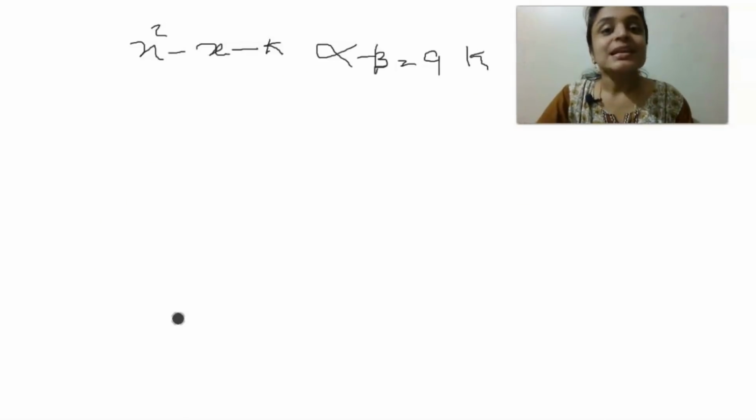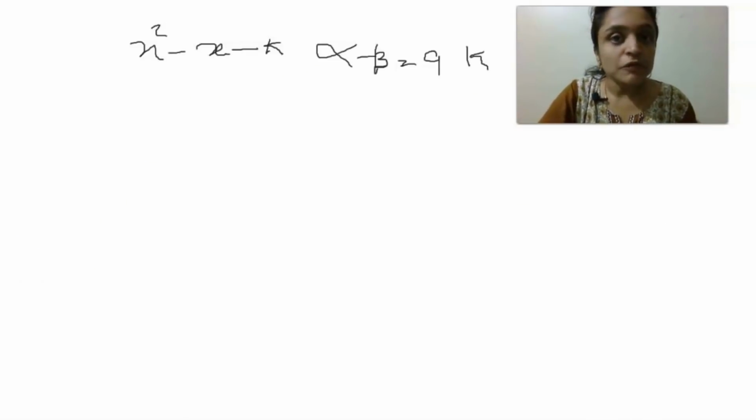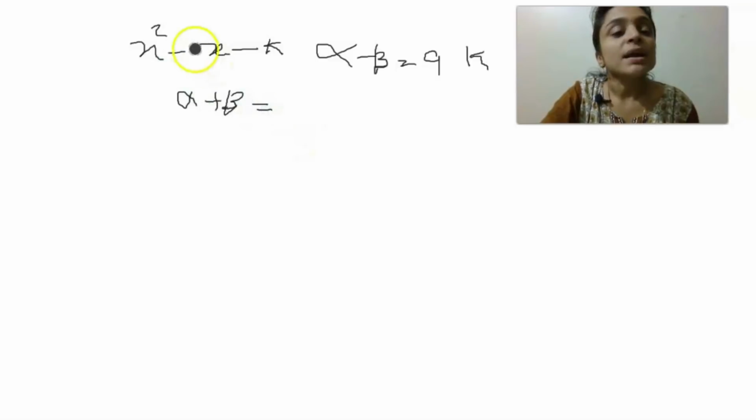Okay, next question is, if alpha and beta are zeros of the polynomial f of x equal to x square minus x minus k such that alpha minus beta equal to 9, find the value of k. We are given alpha and beta are the zeros and alpha minus beta equal to 9. And from this polynomial, we know that alpha plus beta, that is sum of zeros of a polynomial, is minus b by a. So we have alpha plus beta equal to minus of minus 1, which is equal to 1.